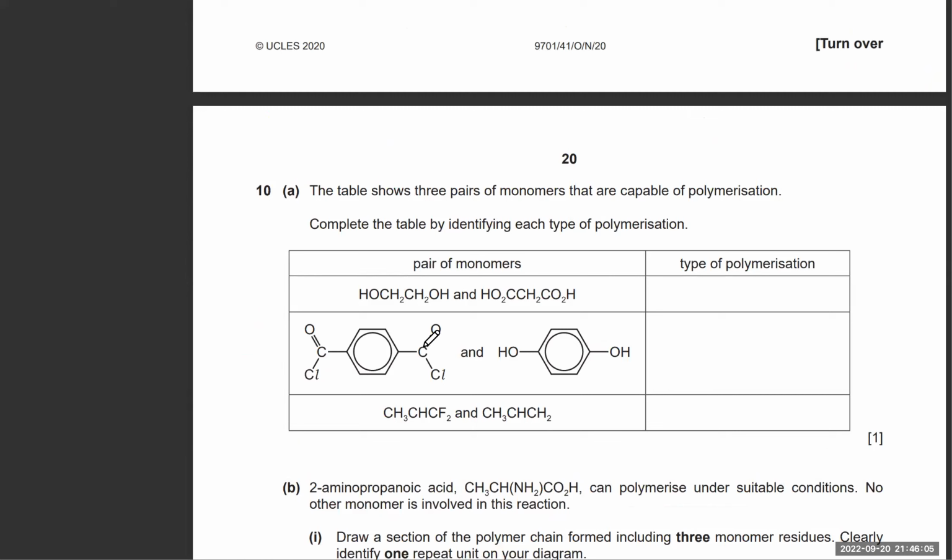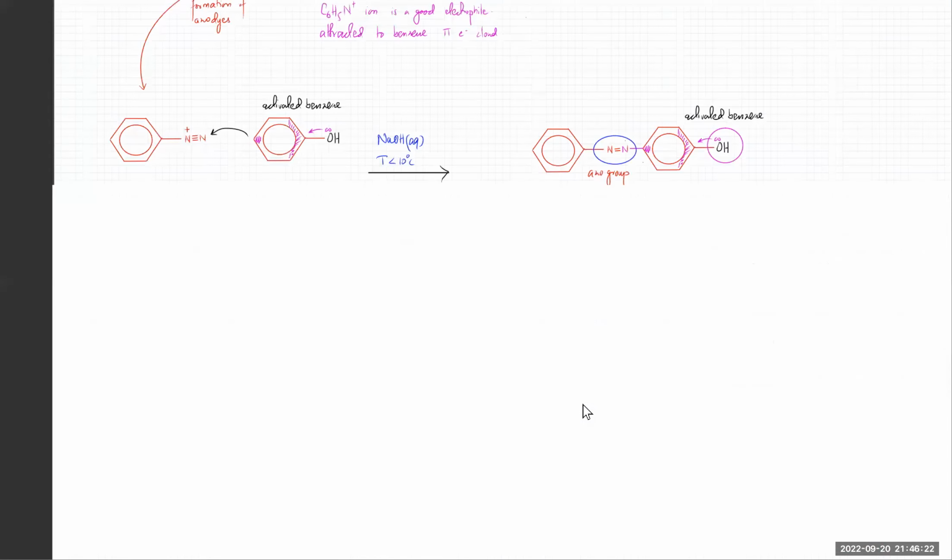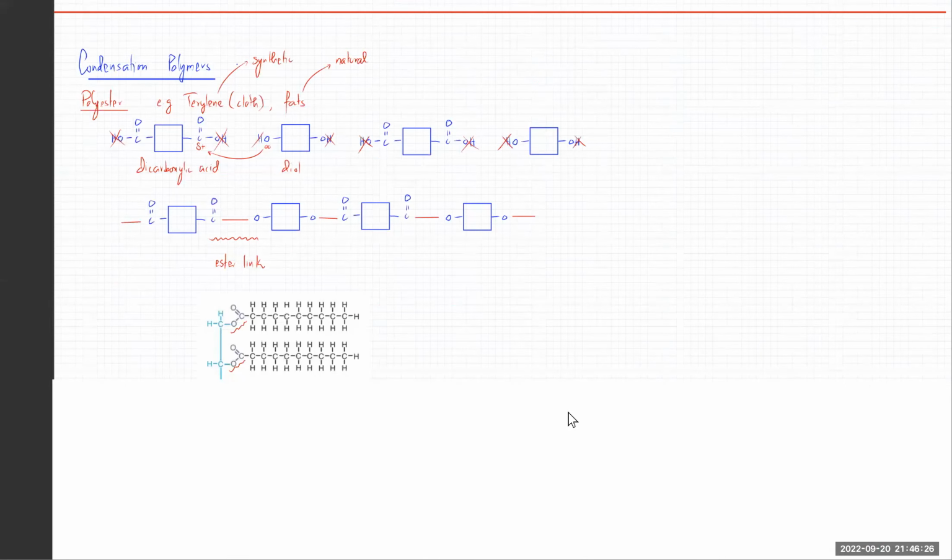Here's another question. You're seeing type of polymerization. So this is about polymerization. When you've got a monomer that's got carboxylic acid and alcohol, what do they form? They form ester links, right? So this one is about polymerization. This is about the third part, at the end of the third part. This is mostly like O levels polymerization.